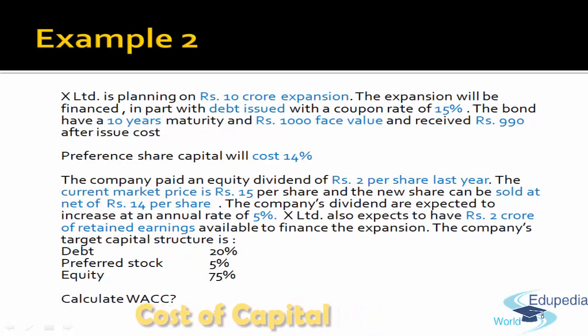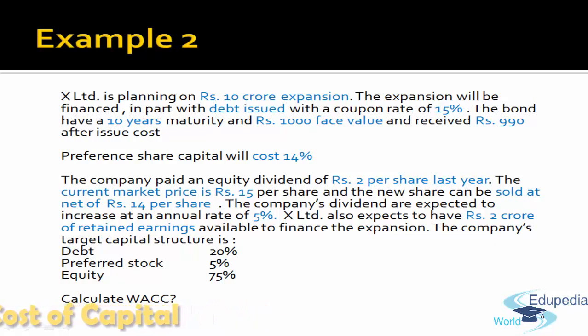Let's do one more example. In this I have taken all debt, preference and equity. So all the ones that I have highlighted in blue are the important things that you have to note. X Limited is planning a rupees 10 crore expansion. So in this question I have already specified how much additional finance has to be raised. The expansion will be financed in part with debt issued with a coupon rate of 15%. The bond has a 10 years maturity and rupees 1000 face value and receives rupees 990 after issue cost. So this is the way we compute the redeemable debentures cost.